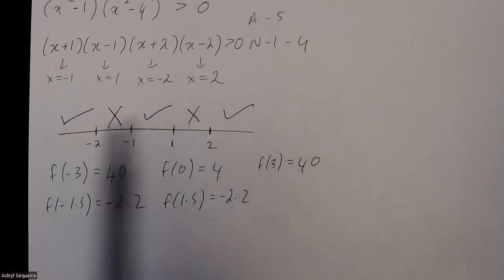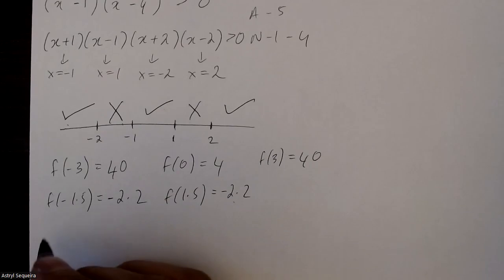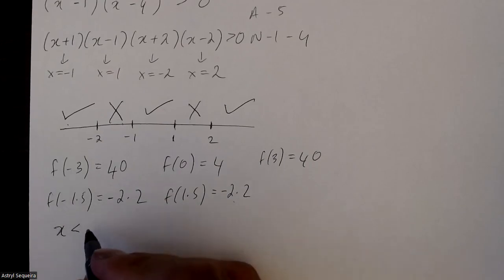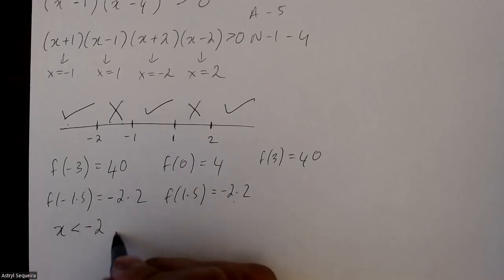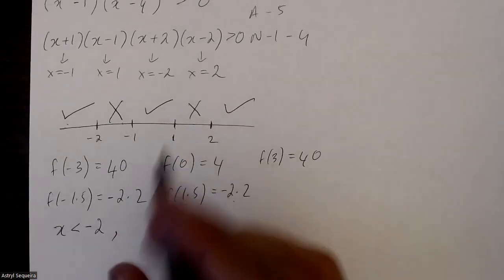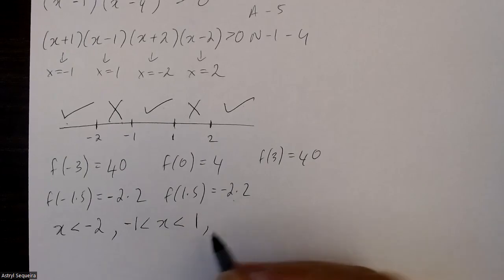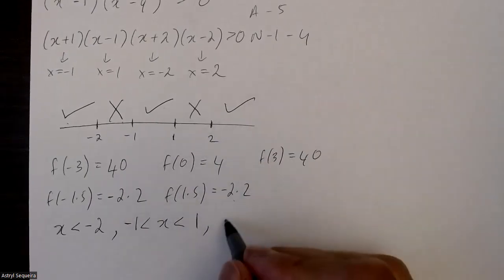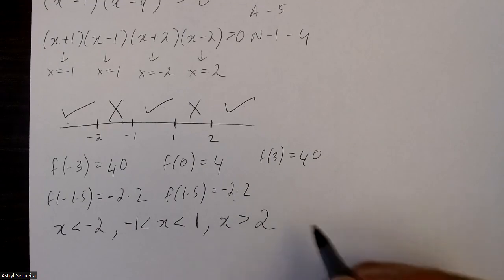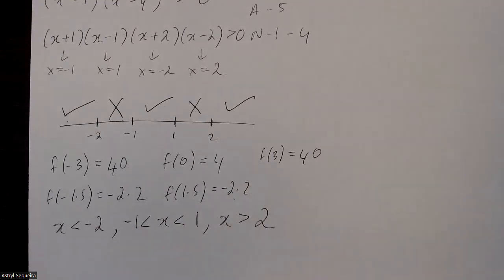So now to list my final solution, this solution here is x is just less than -2. The solution here in the middle is x is between -1 and +1. And the last solution here is x is greater than 2. So these are my range of solutions that satisfy this inequality.